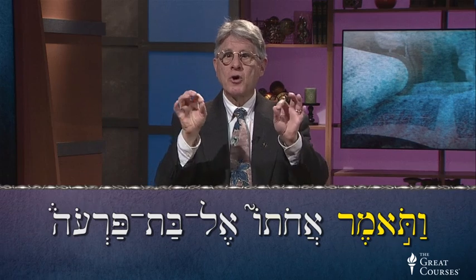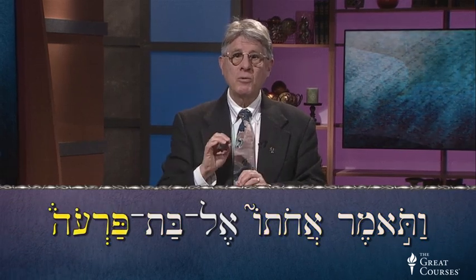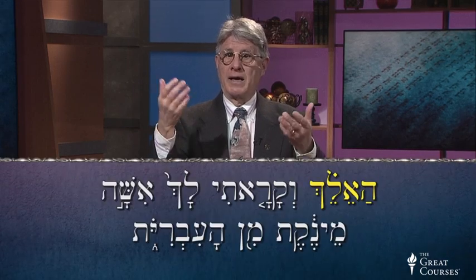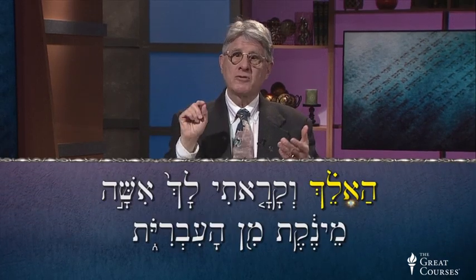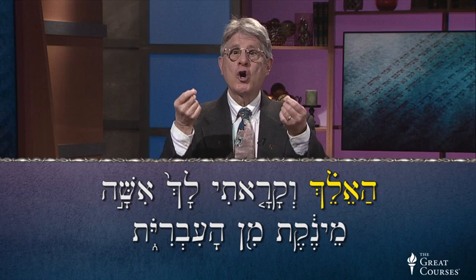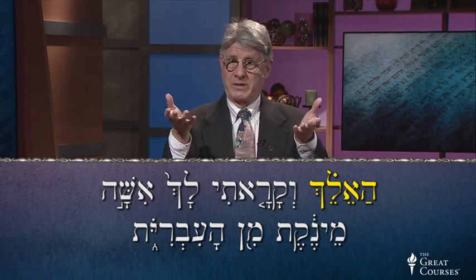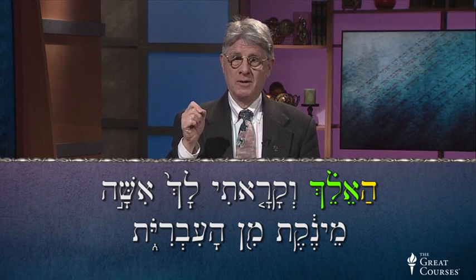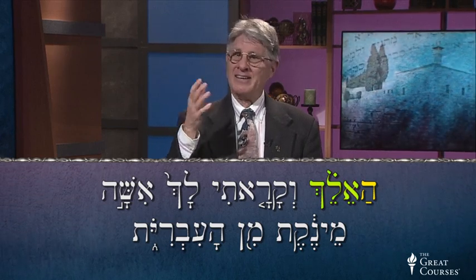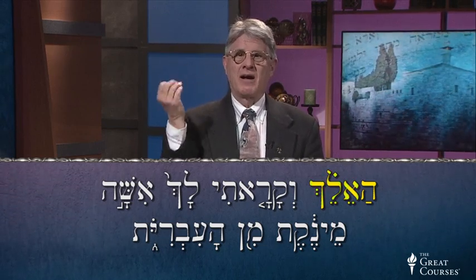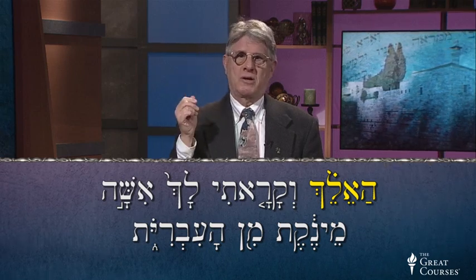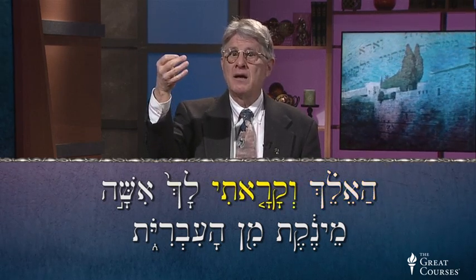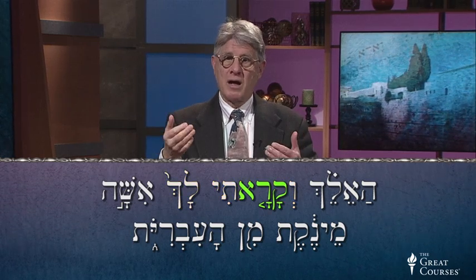Vatomer achoto el bat paro, and his sister said to Pharaoh's daughter, ha'elech, tsere under the prefix letter, I will go, because halach likes to pretend that it's a first yud verb. So elech, I will go. But what is ha'elech? Can't be the, you can't have the I will go. It's a question mark. Shall I go? Vekarati lach. Kara, he called.